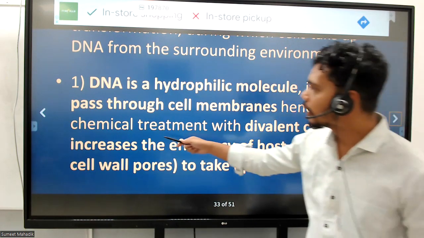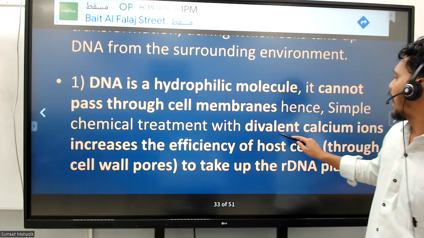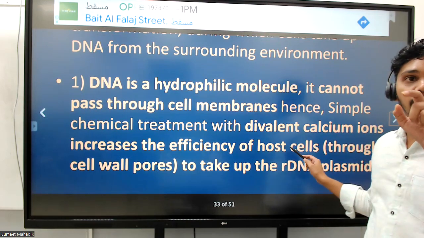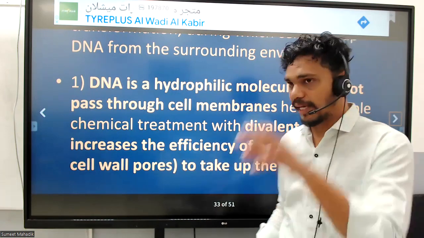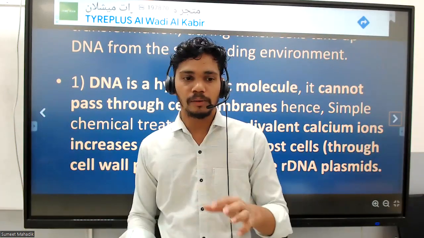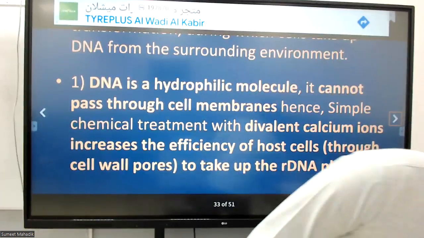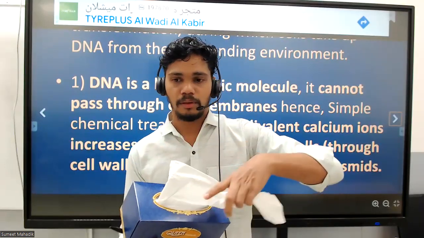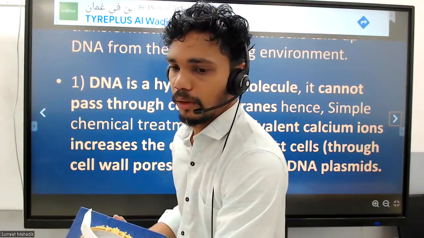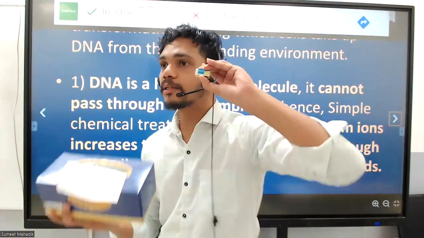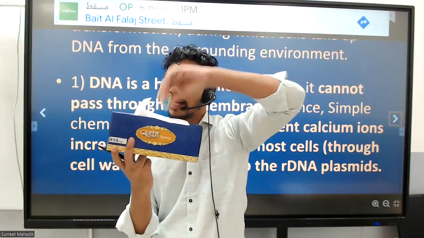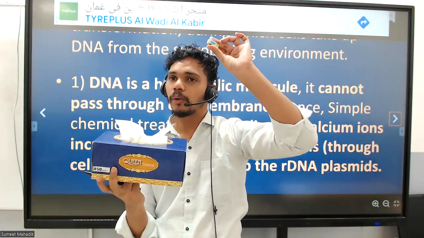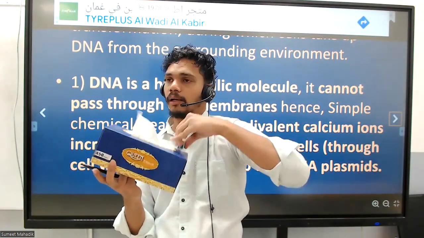So simple chemical treatment with divalent calcium. Divalent means calcium having 2 plus. The ions increase the efficiency. If the calcium is there, now tell me one thing, what is going to happen? This is your plasmid with the recombinant DNA. It has to go inside the chromosomal. What is going to happen? It's not going inside. Why?